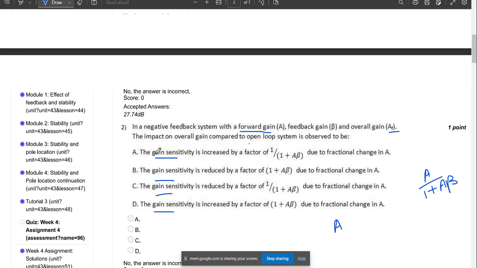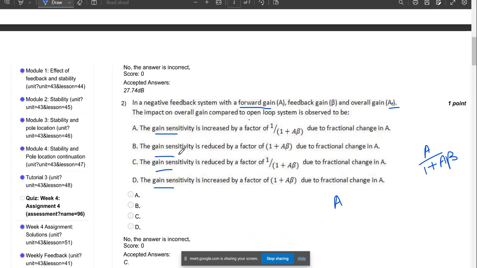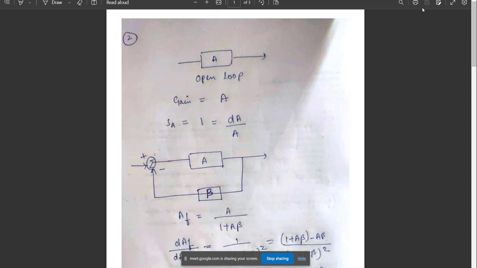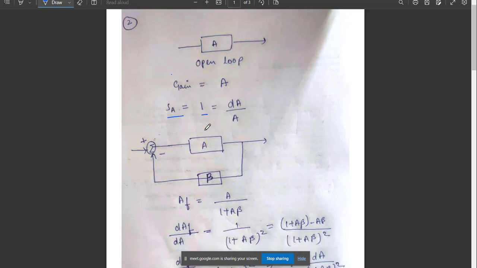So the question is pretty simple. You have to first find out the gain sensitivity. To find out gain sensitivity, let's say S is equal to dA by A for open loop, and for closed loop S will be equal to dAf by Af. Okay, so first let's go here. So the gain for open loop is equal to A, right? And the sensitivity of open loop will be 1, right? When it is dA by A, then it will be 1, right?